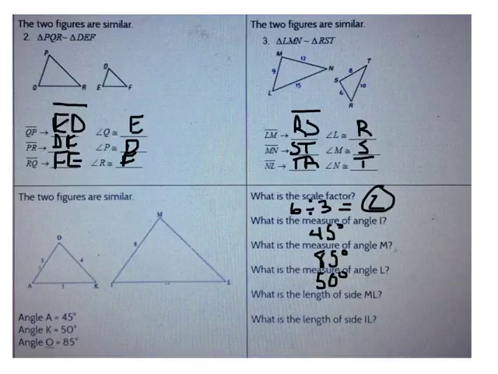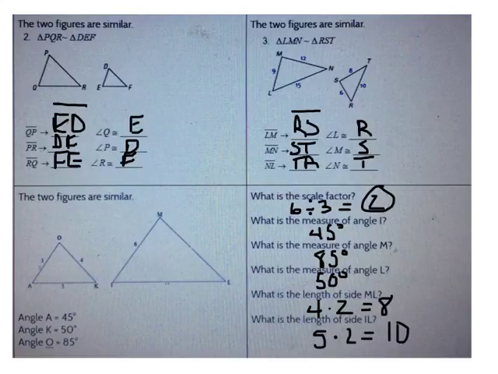What is the length of side ML? With corresponding side OK, I need to multiply 4 times the scale factor. 4 times 2. So what's the length of side ML? It's 8. What's the length of side IL? The corresponding side is AK. So I need to multiply 5 times the scale factor. 5 times 2 is 10.